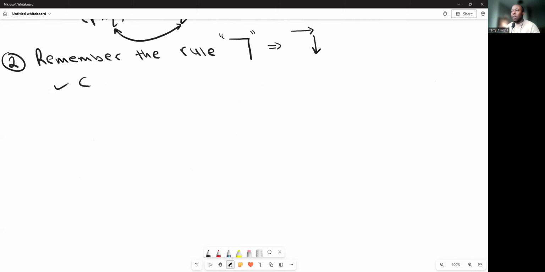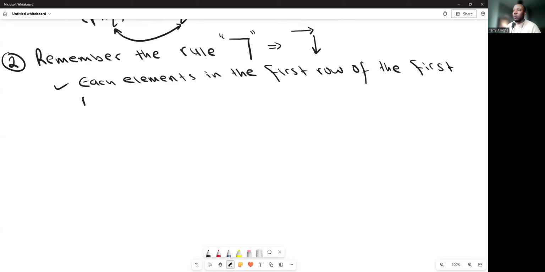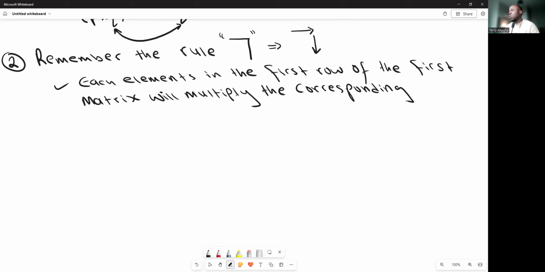Let me just write what I just said. Each element in the first row of the first matrix will multiply the corresponding element in the column of the second matrix.